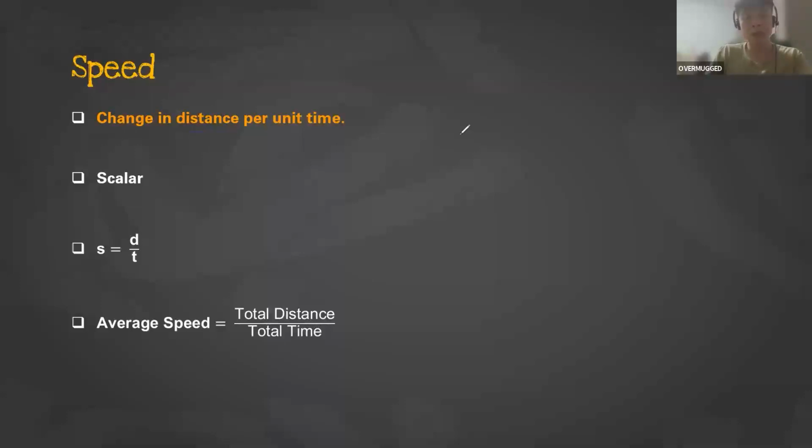Speed is a scalar. It only involves the magnitude. It doesn't account for the direction. If I move like that, it's 20 meters per second. If I move towards the left, it's also 20 meters per second, for example. The formula for speed should be covered in lower secondary math and even in primary school. Speed equals distance over time. Average speed equals total distance divided by total time. All this should be covered previously as well.